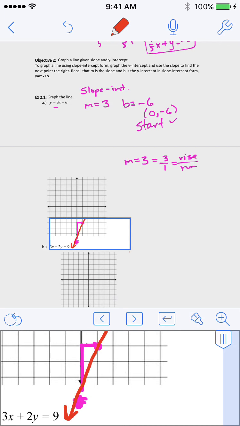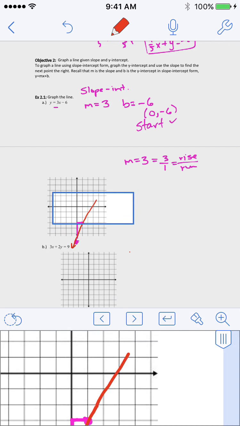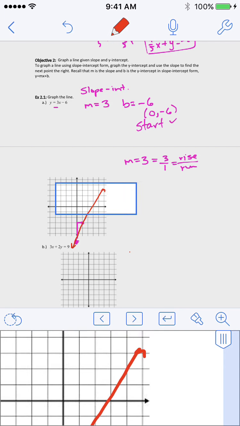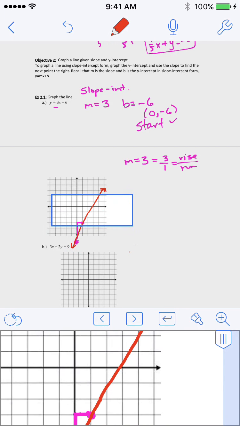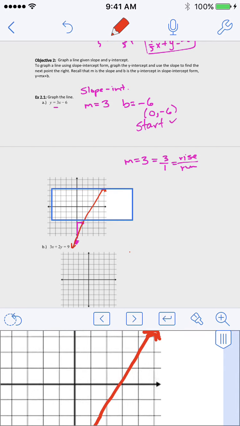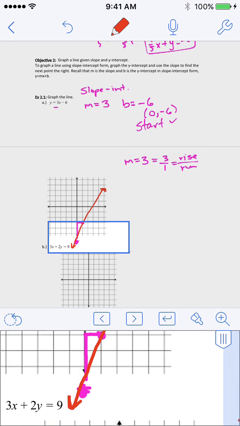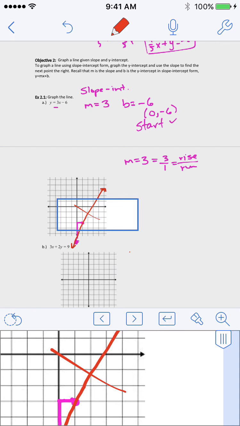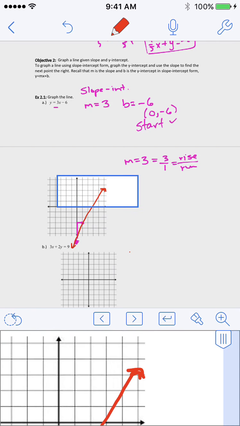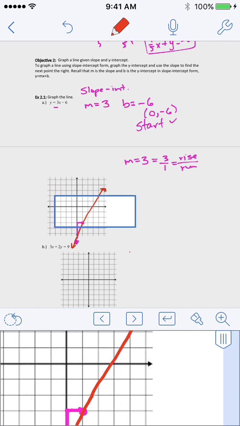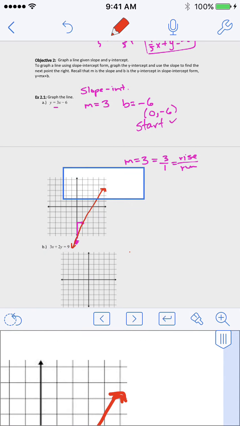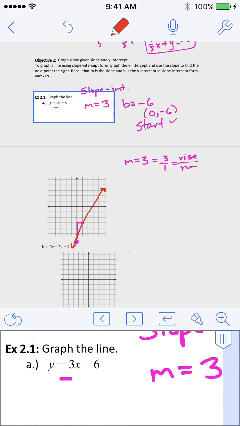Connect those dots, and we're going to extend it all the way up the graph every single time. And again, I'm not too particular. If your line's not super straight like mine, that's okay, as long as you've got your 2 points and the line at least kind of touches them, within reason. If your line's going off in the wrong direction, then that's an issue, but if not, then you're okay. So that's graphing using slope-intercept form.